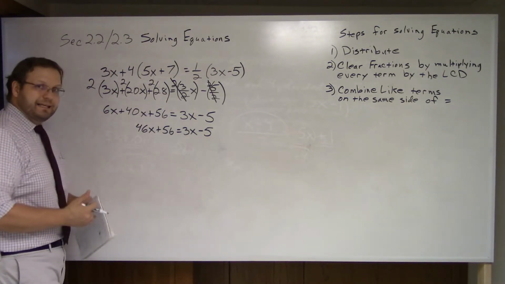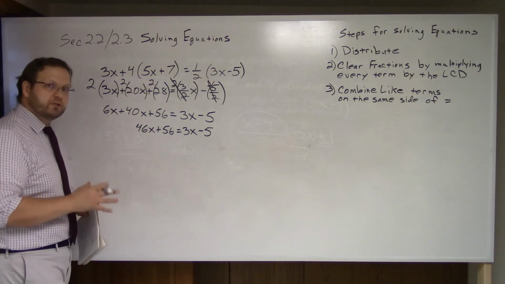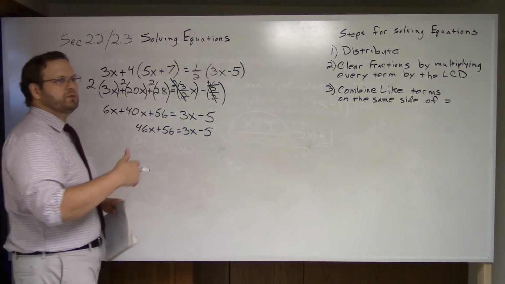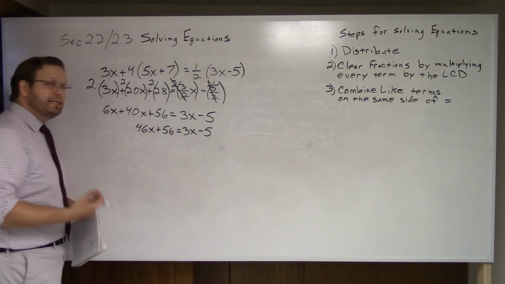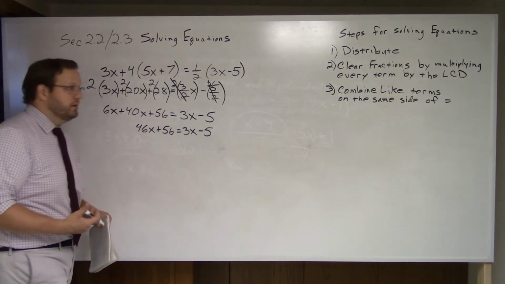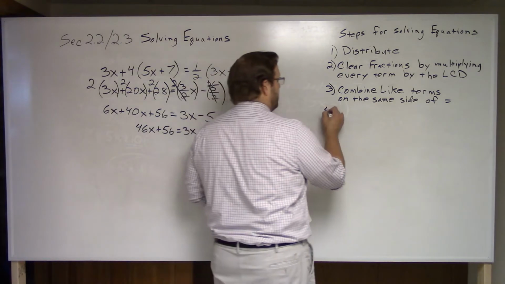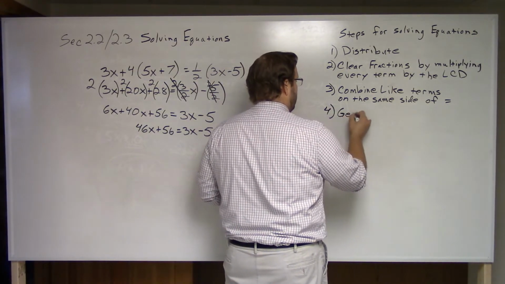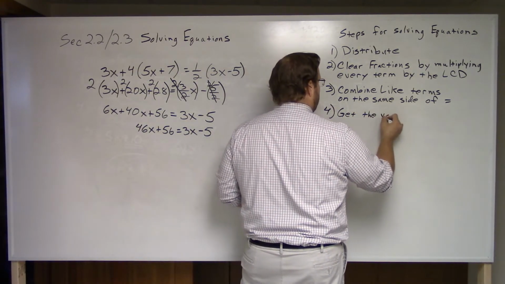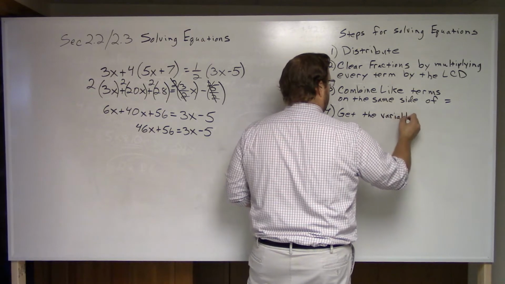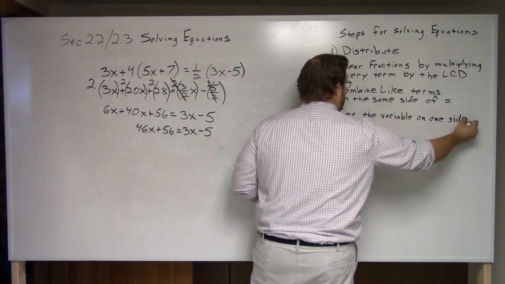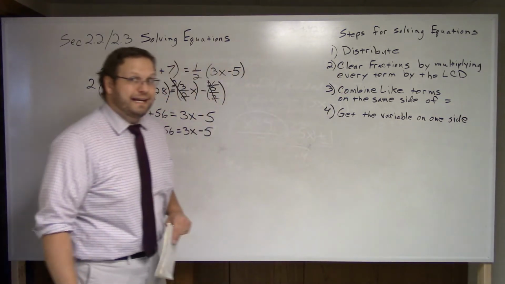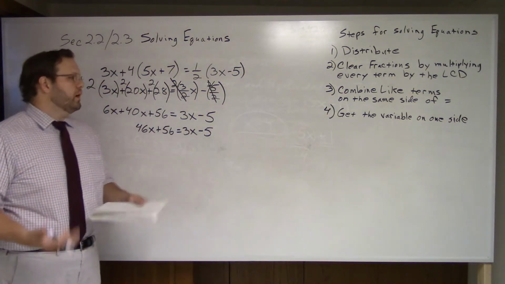The next thing that we want to do, to have an equation solved, we want to have x equals 7 or y equals 13, something like that. So we need to get the variable on one side. So that would be step 4. Now notice I didn't say get it on the left or get it on the right. Get it on one of the sides.